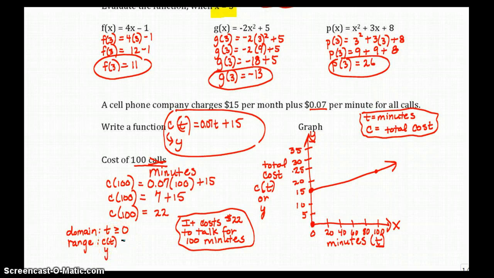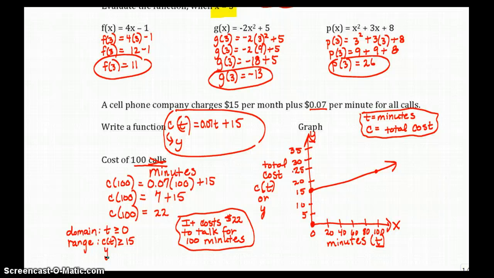Okay, C of t can't be a negative amount, and nor can it be 0, because you are going to pay $15 whether you talk on the phone or not. So it can be equal to 15. If you talk 0 minutes, it's going to cost you $15, but it's going to be $15 or more. So C of t or y is going to be greater than or equal to 15, one or the other. You can write it either way.